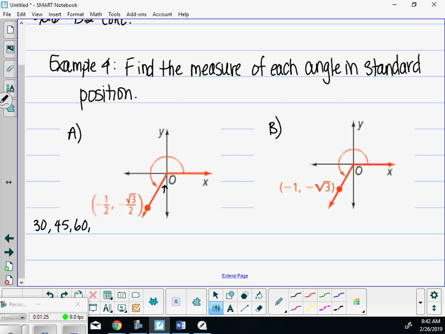But how we are going to identify what that angle is, going back to what we talked about in section 13.2, dealing with our special right triangles. So what I know, since this point is at -1/2, this distance right here is 1/2. And negative square root of 3 over 2 means that this distance right here is square root of 3 over 2.